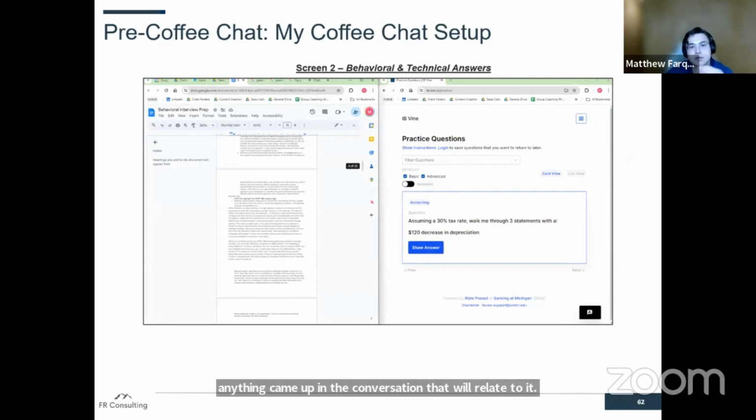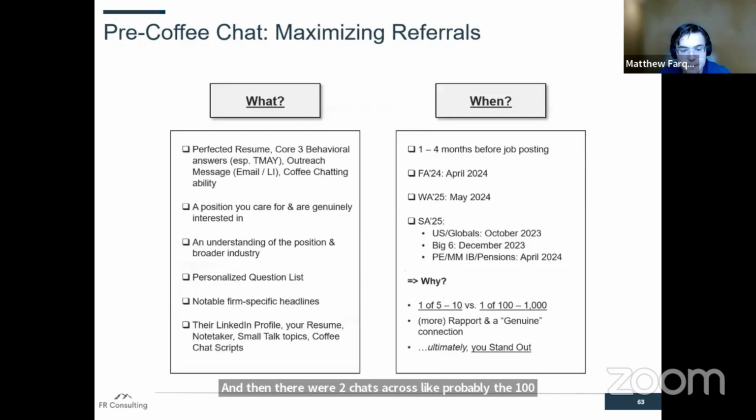Second would be behavioral and technical answers. Now, these were rarely used, but in the case that I was being evaluated, these are super helpful. Only one chat ever asked me technical questions, a UBS analyst for my 3rd-year summer. And then there were 2 chats across probably the 100 I did for ultimate summer recruiting where they asked about the deals in my resume.